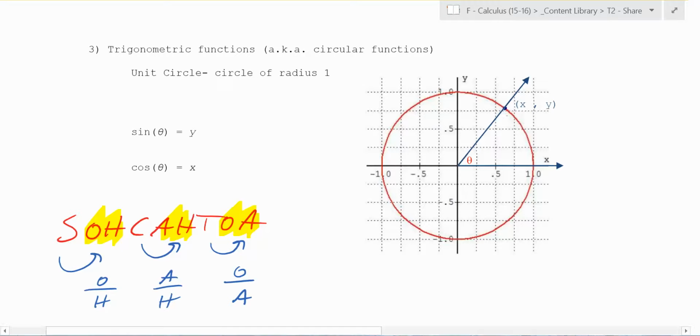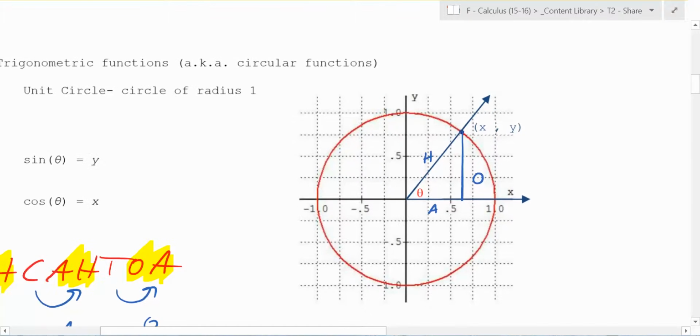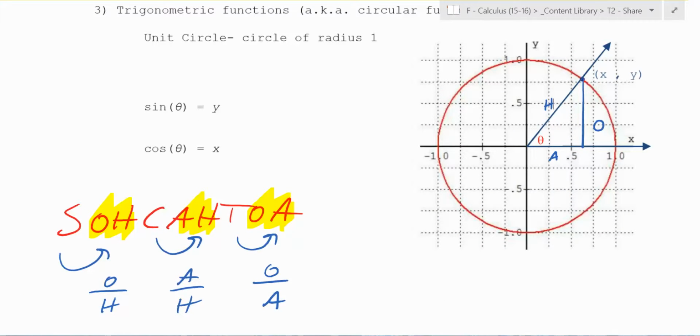So where are those 3 sides? This is the adjacent side, that's the opposite side, and that's the hypotenuse. So if you remember those things, you can come up with each of these values. Is everybody with me so far?